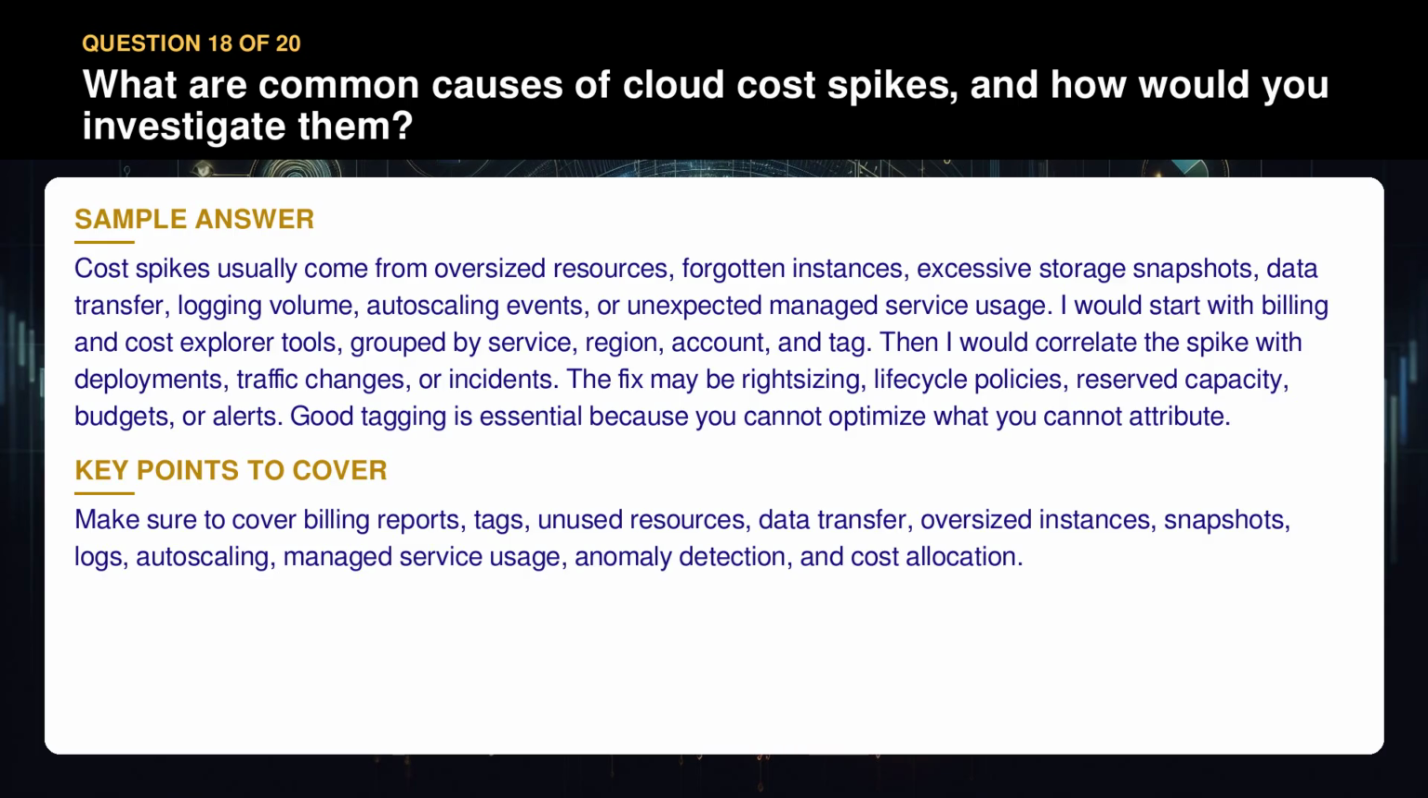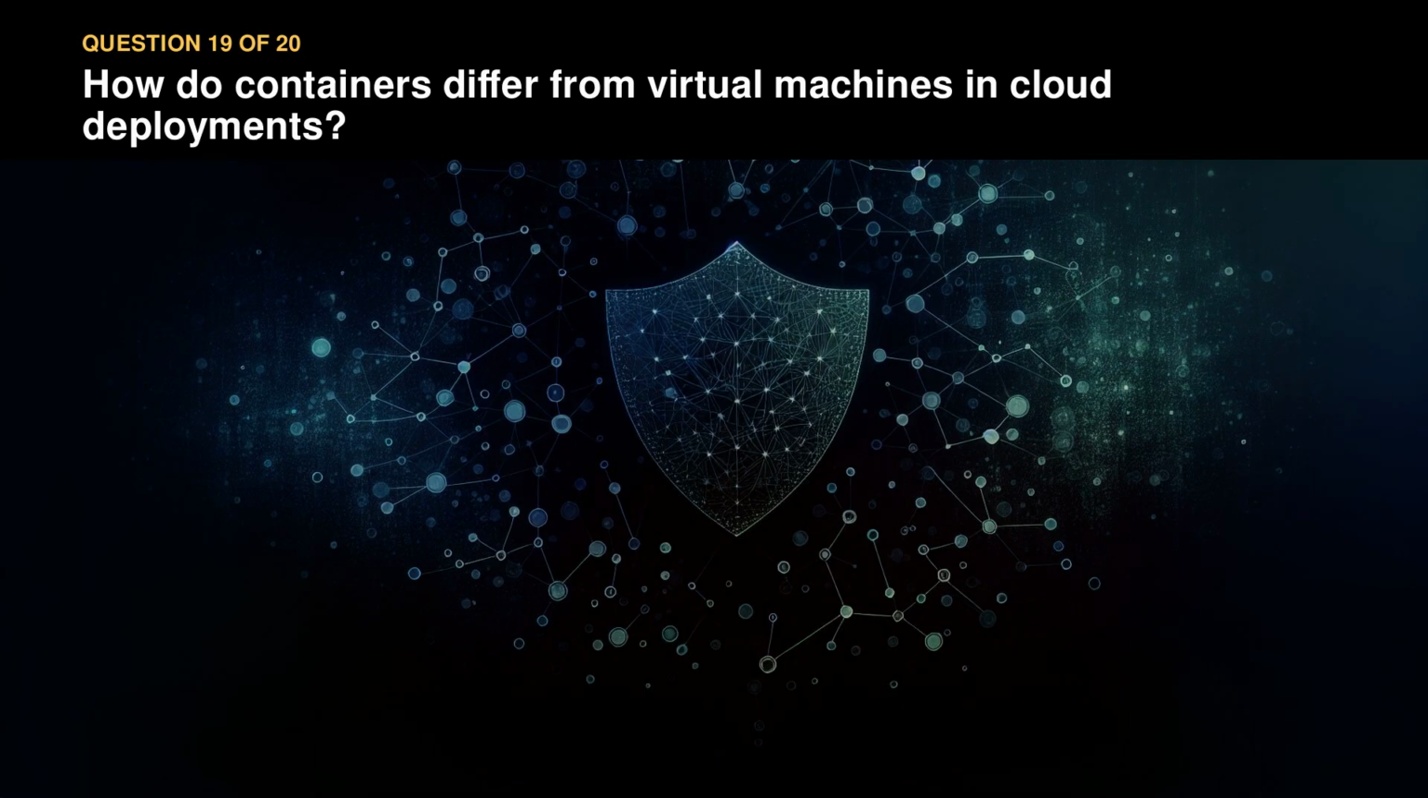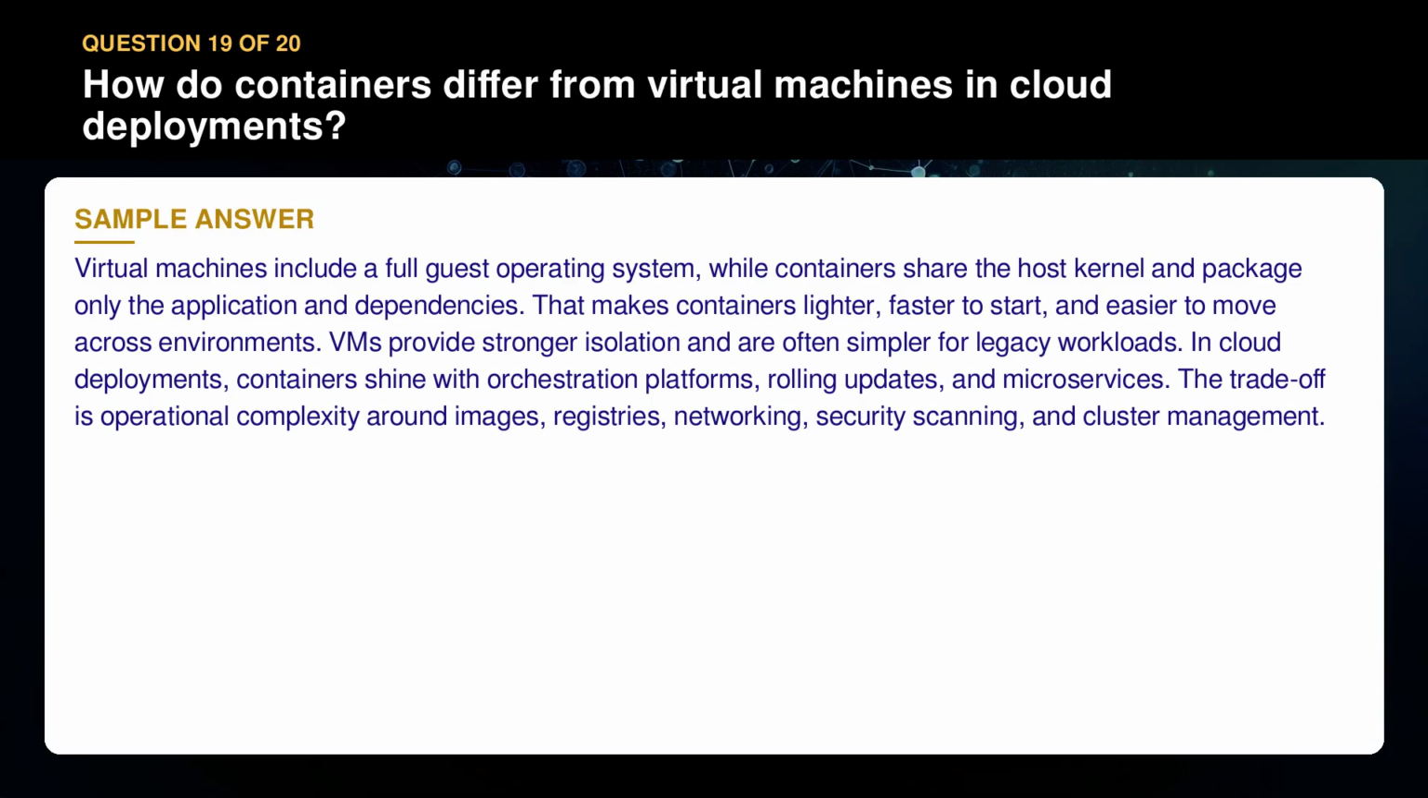Make sure to cover billing reports, tags, unused resources, data transfer, oversized instances, snapshots, logs, autoscaling, managed service usage, anomaly detection, and cost allocation. Question 19. How do containers differ from virtual machines in cloud deployments? Virtual machines include a full guest operating system, while containers share the host kernel and package only the application and dependencies. That makes containers lighter, faster to start, and easier to move across environments. VMs provide stronger isolation and are often simpler for legacy workloads.